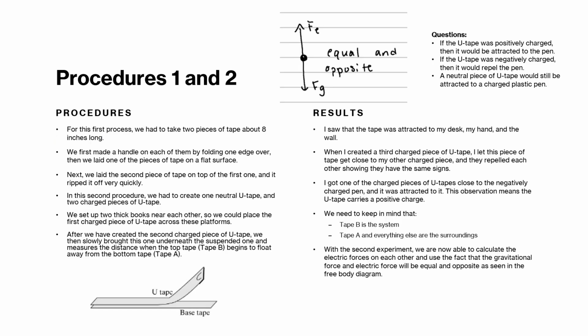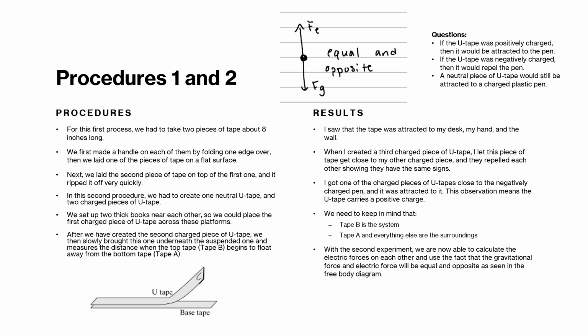These procedures are just like Lab 1, where we had pieces of charged tapes and we had to see how they reacted to other pieces of charged tapes, neutral objects, and negatively charged objects. The results are that the charge of the tape was positive and attracted to the negative pin, repelled other tapes, and attracted to neutral objects. We need to keep in mind that tape B is a system, tape A and everything else are the surroundings.